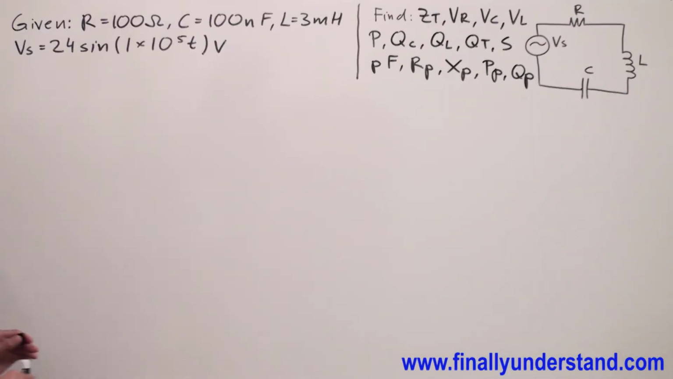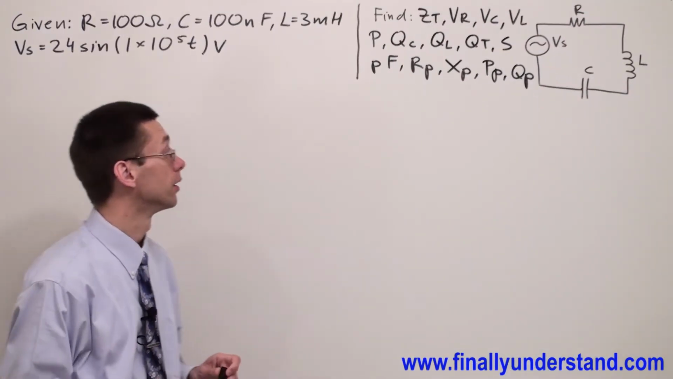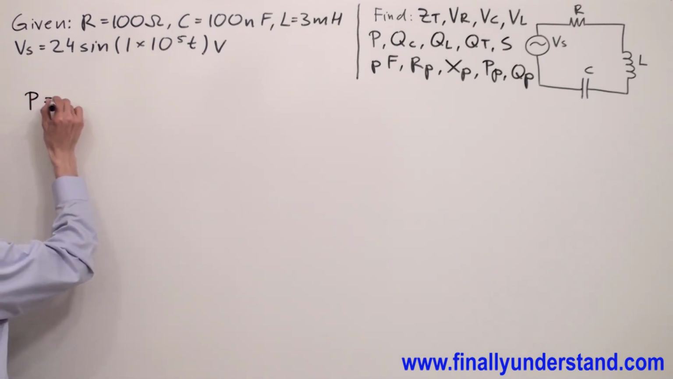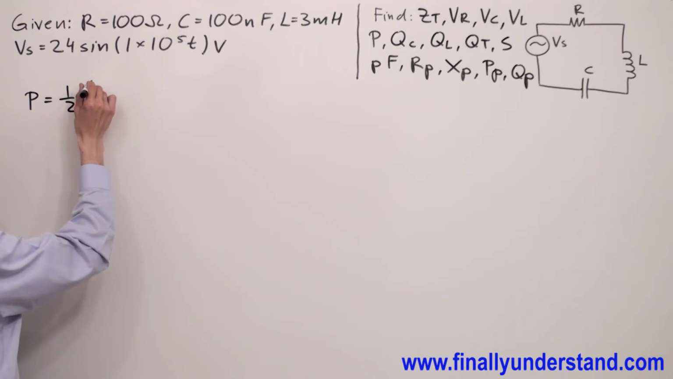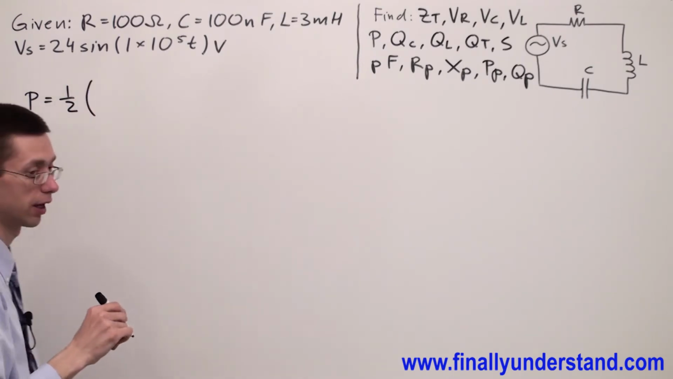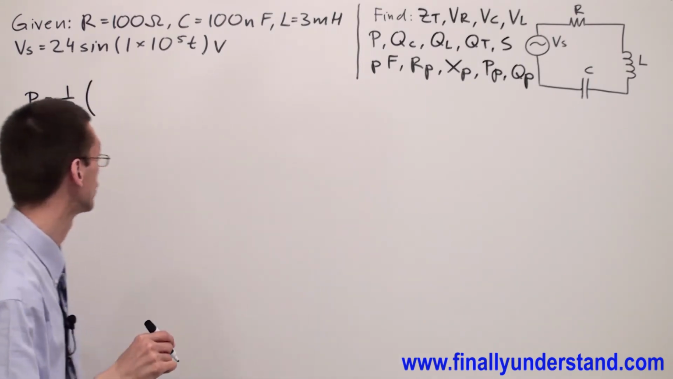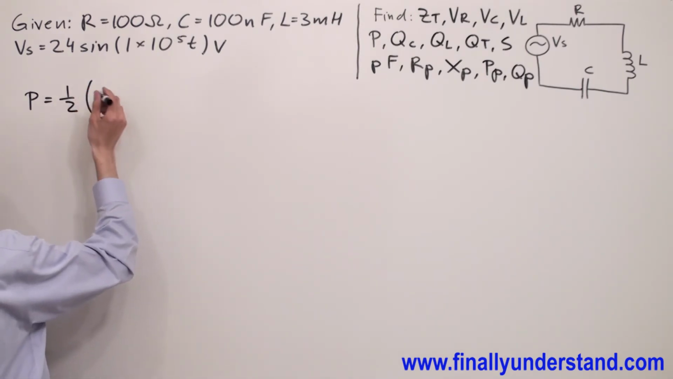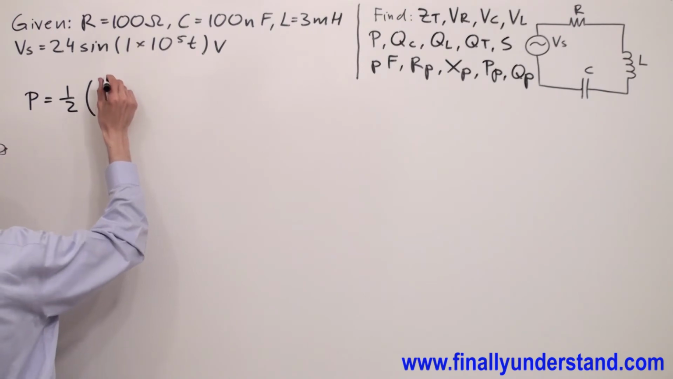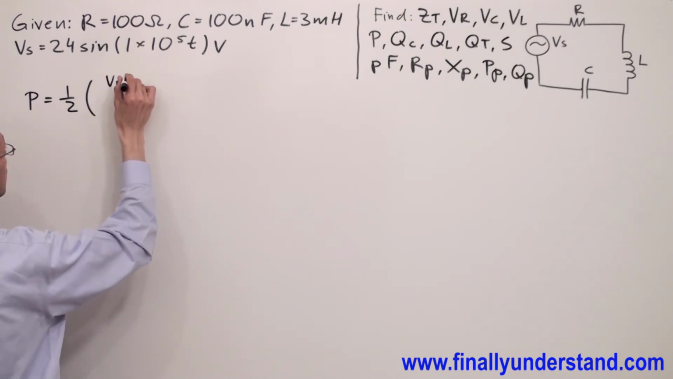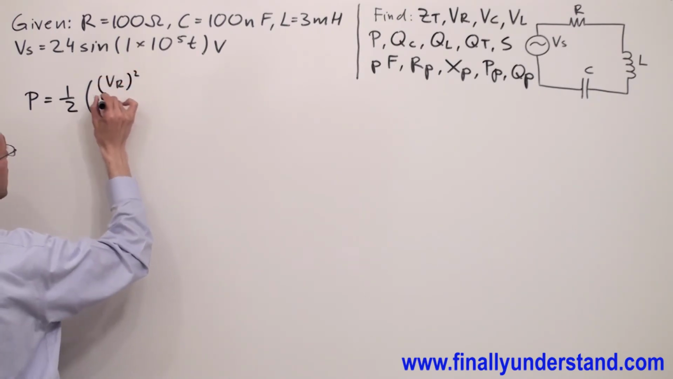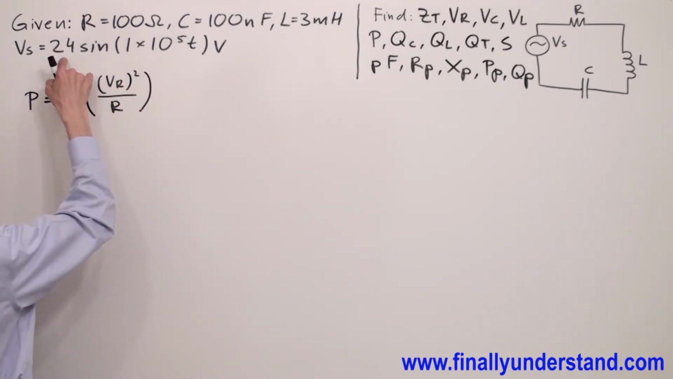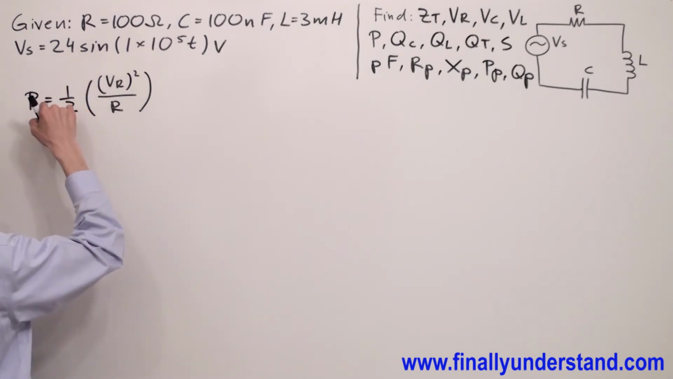Now we are going to find the true power. So we have to start from writing the formula. P is equal to 1/2, and because we found voltage across each component, I'm going to use the formula for power which employs the voltages. Okay, so I have voltage across the resistor raised to the second power over resistance. Why am I using 1/2? Because I'm talking about the peak voltage.